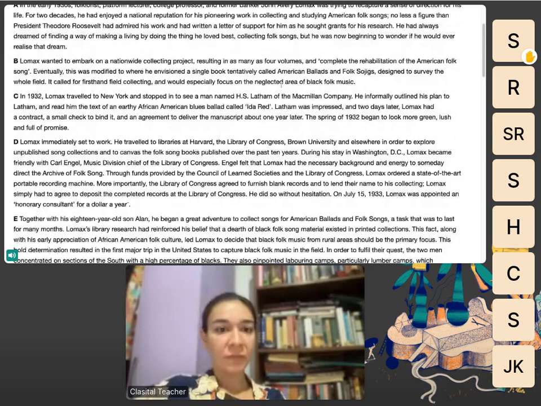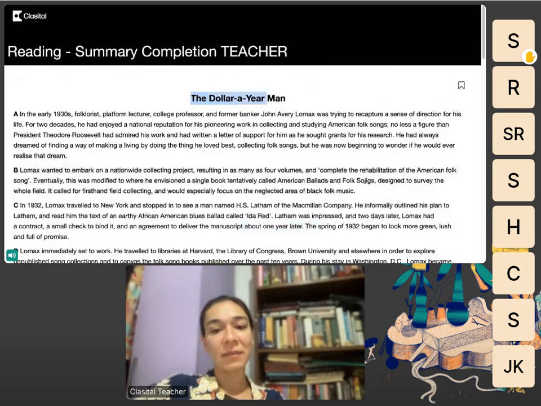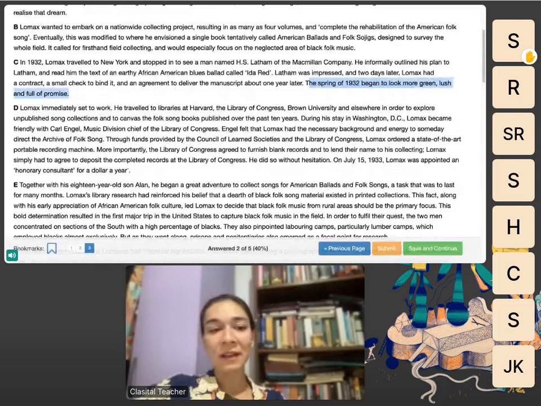Leighton was impressed, and 2 days later, Lomax had a contract, a small check to bind it, and an agreement to deliver the manuscript about 1 year later. That's why the dollar a year man. The spring of 1932 began to look more green, lush, and full of promise.